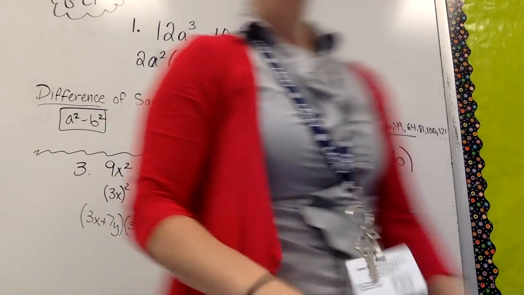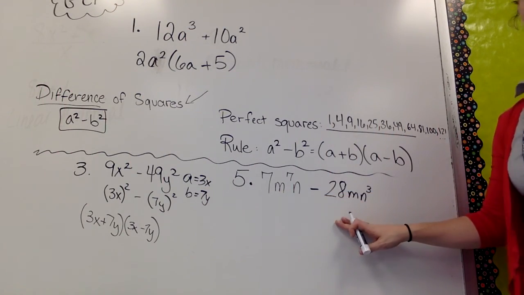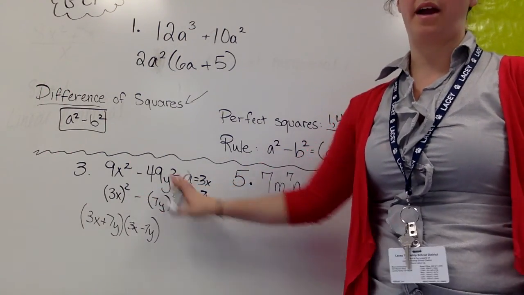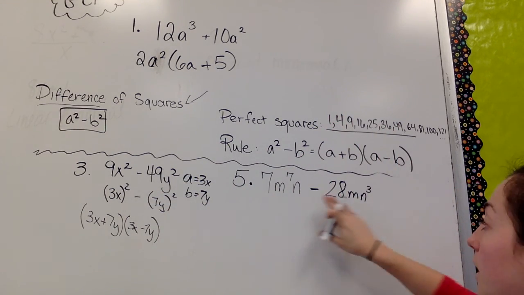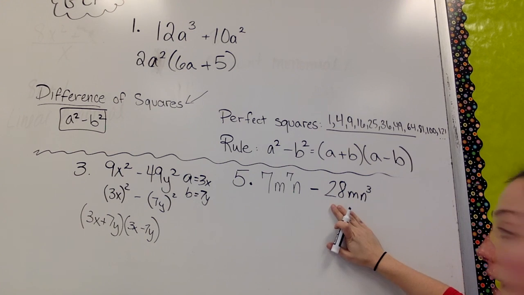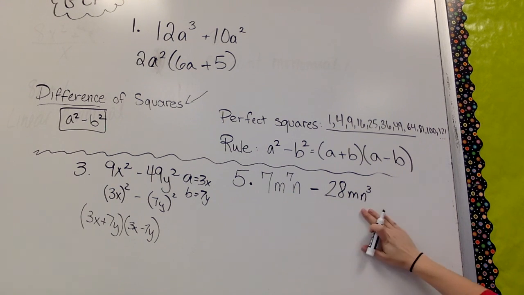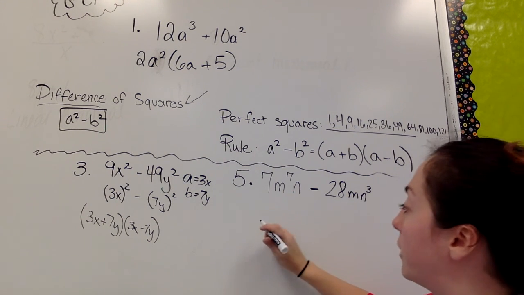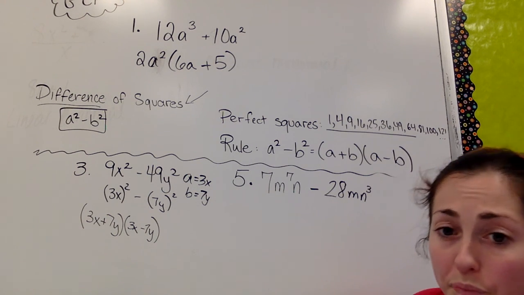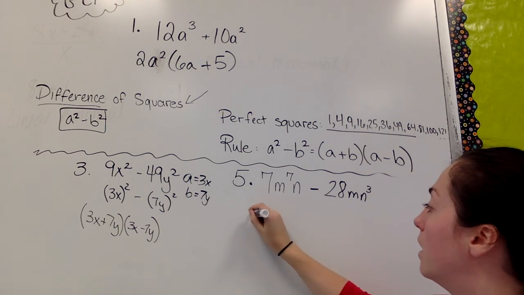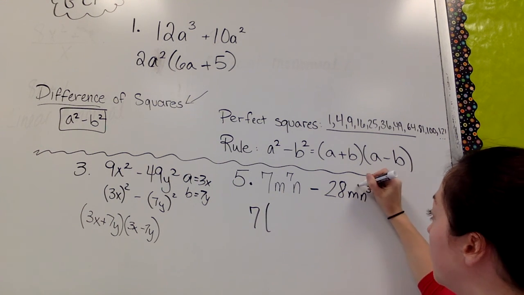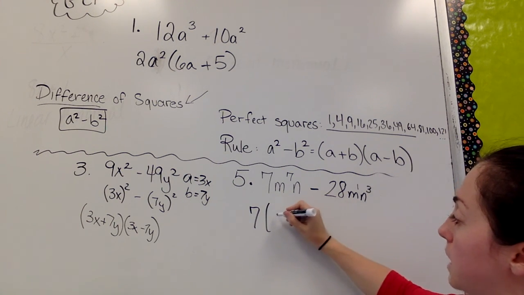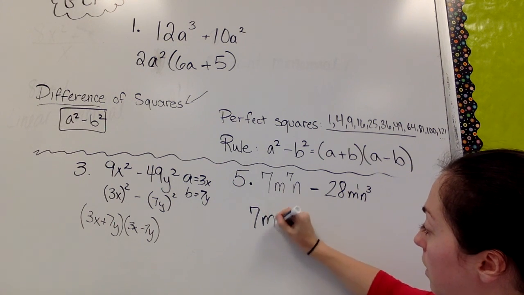For number 5, you've got to look at what your greatest common factor is. Because there was no greatest common factor, I didn't have anything to do with number 3. But number 5, I can tell right away that 7 and 28 are both divisible by 7. I've got m's in both places. I've got n's in both places. So you've got to find your greatest common factor first, starting with the number. What could I divide both 7 and 28 by? I can divide by 7. What could I divide both m to the 7th and m by? Well, there's an exponent of 1 here. That's the most I can pull out of both.